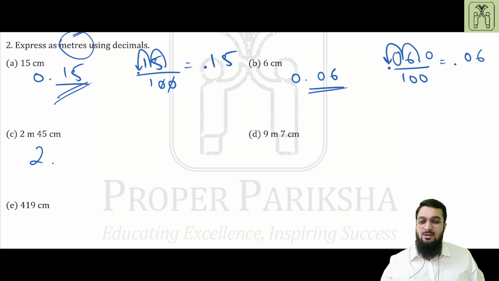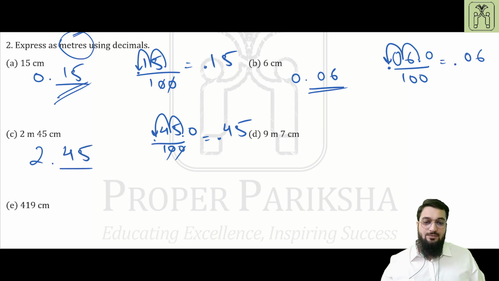Coming to the next question, that is 2 meter 45 centimeters. So 2 will be written, point will be added, blank space will be made, 45 upon 100 will be done. After that, two zeros will be cancelled out, 2 jumps on the left, point new made is equal to 0.45 and the answer will be 2.45.